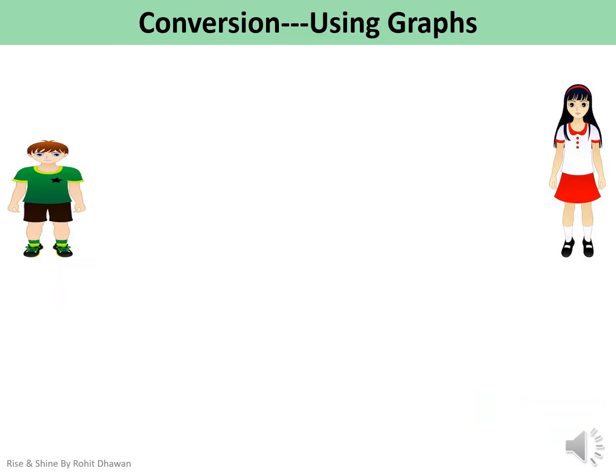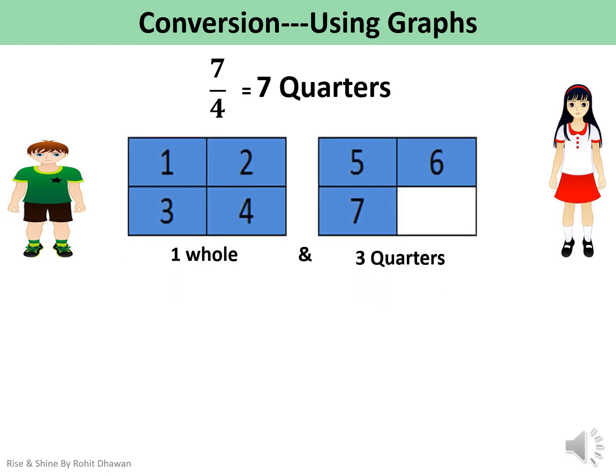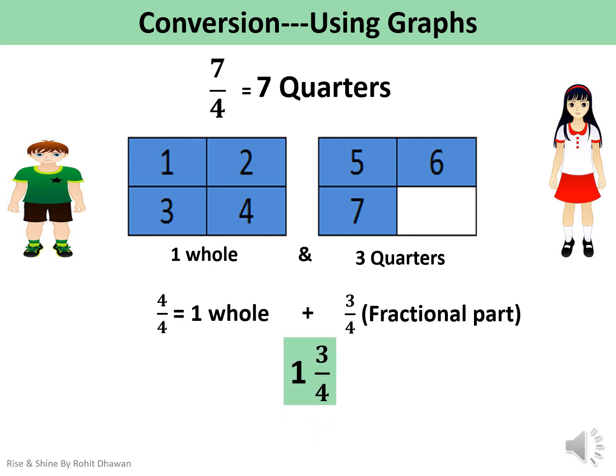My dear students, please note that we can also convert an improper fraction into a mixed fraction using graphs. A mixed fraction is a combination of a whole and a fractional part. Let us understand this with the help of our previous example, 7 by 4. Now my dear students, please note 7 by 4 means 7 quarters. Graphically, we can represent them as 1 whole and 3 quarters. Combining them will get our resultant mixed fraction as 1 3 by 4. Hence, we can say that after conversion, the improper fraction 7 by 4 can be written as 1 3 by 4 in mixed fractions.